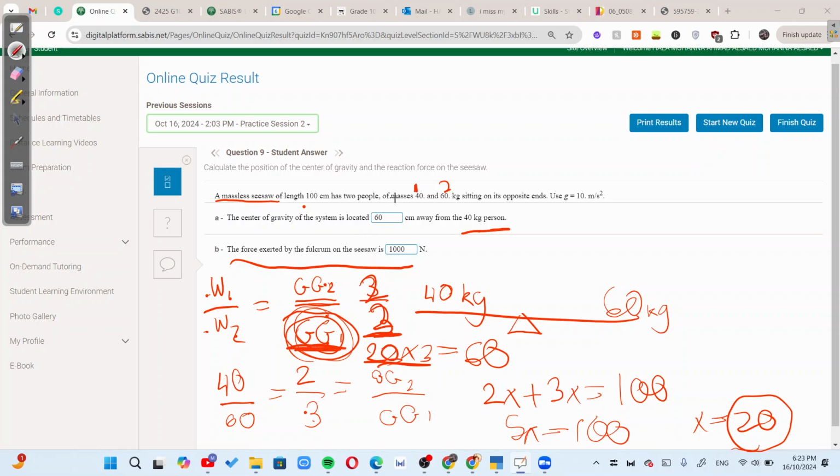You have to find the weight of both these people and add them. Since it's a massless seesaw, we don't add the seesaw like we did in the previous question. So you have 40 and 60. 40 times 10, so this person's weight is 400.